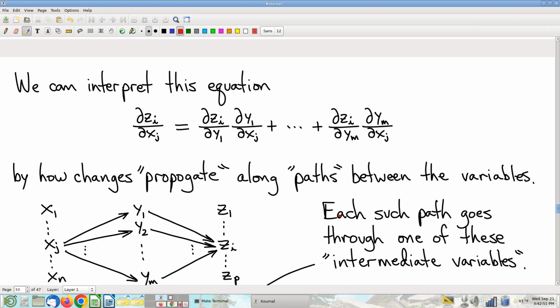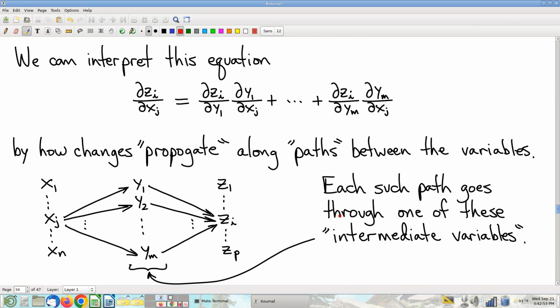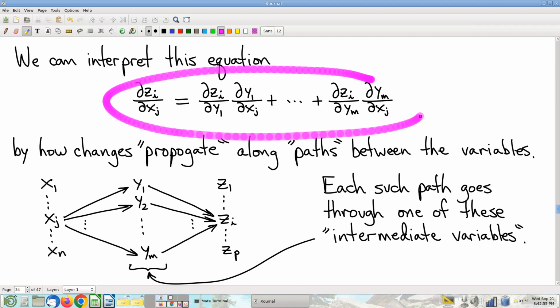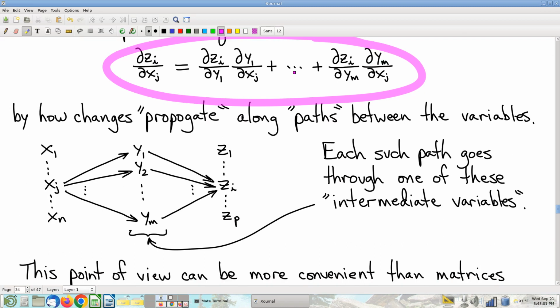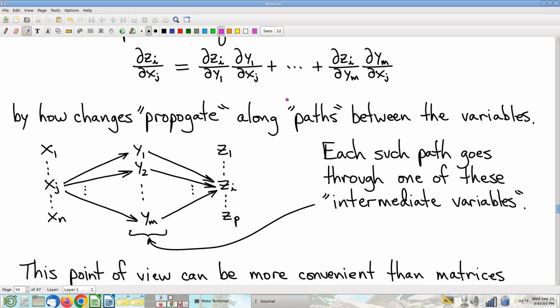Okay, so how do we make sense out of this equation that we wrote down previously? Again, here it is. I think there's a really nice way of thinking about this. Want to understand the partial of zi with respect to xj. There's zi. There's xj. I'm holding all of these variables over here constant, and all of these variables here constant, all the other x's.